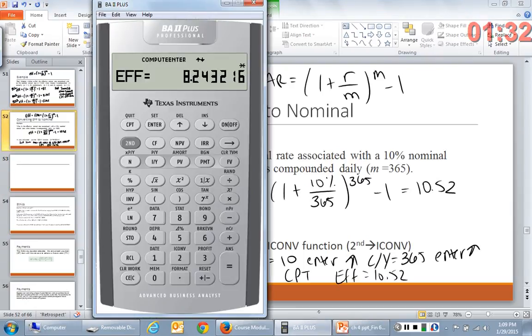So here with our calculator, you push second and I conversion. Your nominal rate is 10. Enter, up arrow, compounding periods per year is 365. Enter, up arrow, and compute. And you get 10.52%.